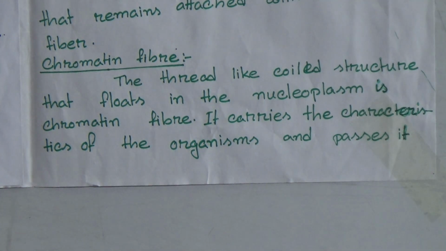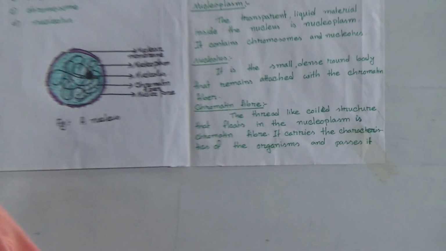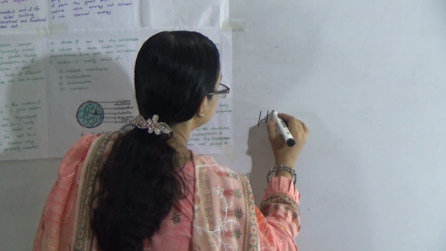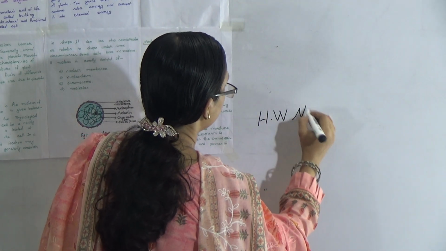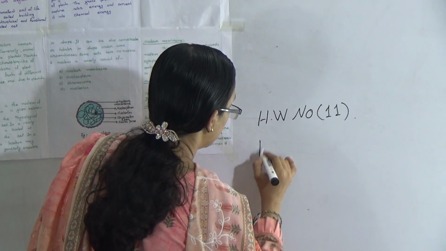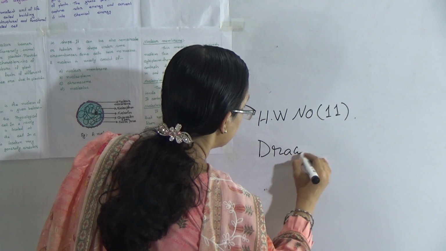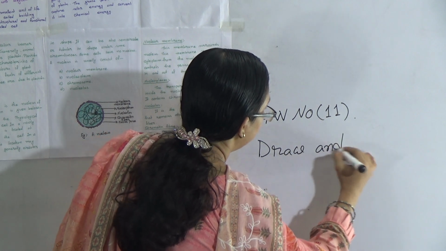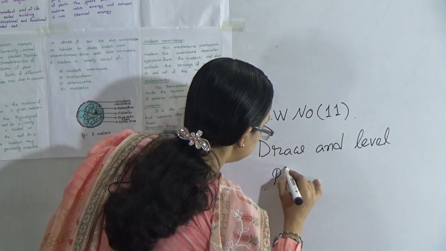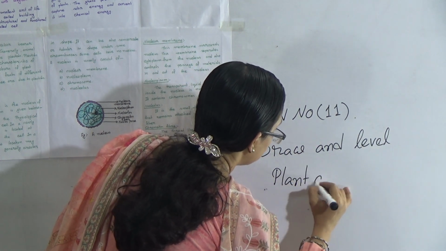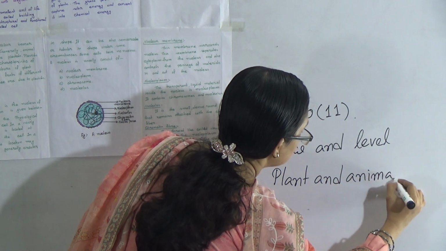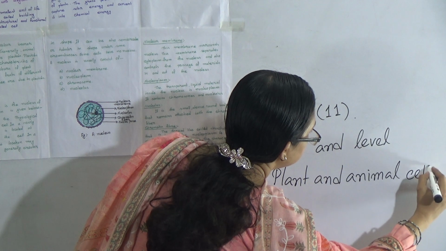Now the answer is finished, and your homework for next week is homework number 11. Draw and label a plant and animal cell.